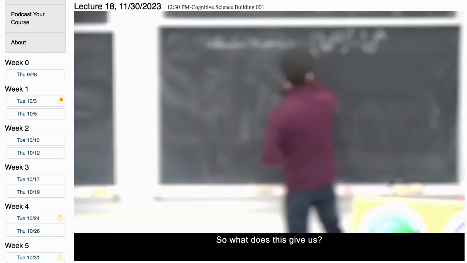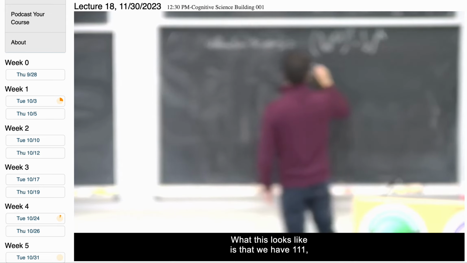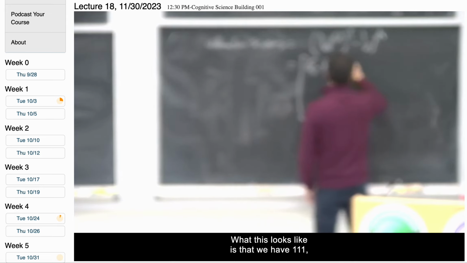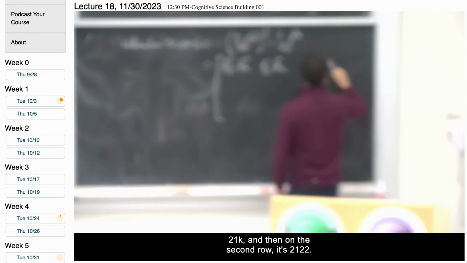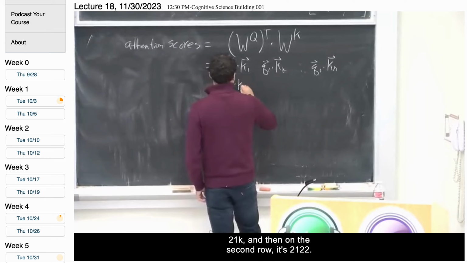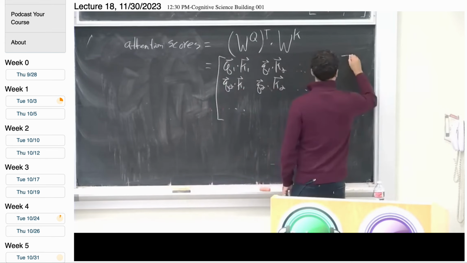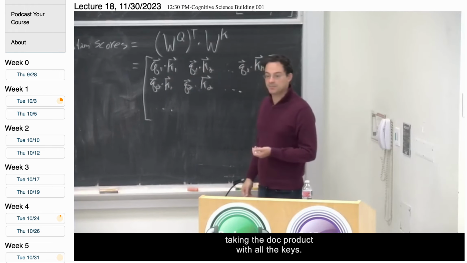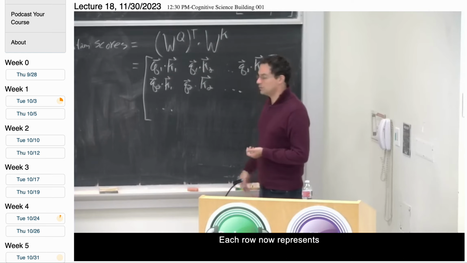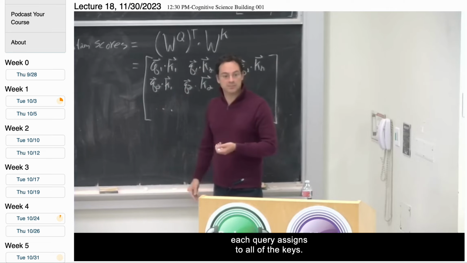So what does this give us? Let's look at what this matrix involves. We took the transpose, so now it's one query per row, and we still have one key per column. What this looks like is Q1.K1, Q1.K2, Q1.Kn, and then on the second row, Q2.K1, Q2.K2. So it's the same, one query per row, taking the dot product with all the keys. Each row now represents the weight that each word, each query, assigns to all the keys.